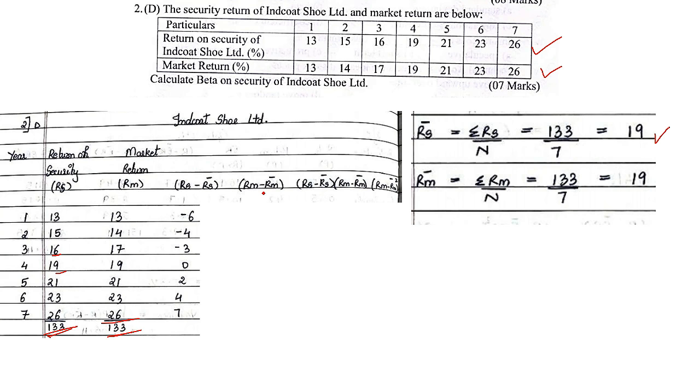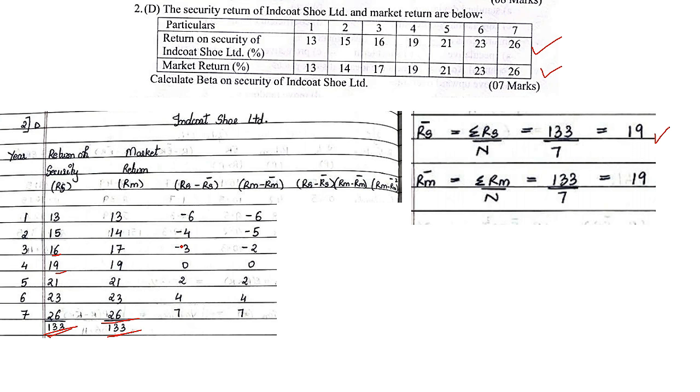Next column, RM minus RM bar. So again all the values of RM, 13, 14, 17, 19 and all, minus 19. So we get again negative 6, negative 5, negative 2, 0, 2, 4, 7.